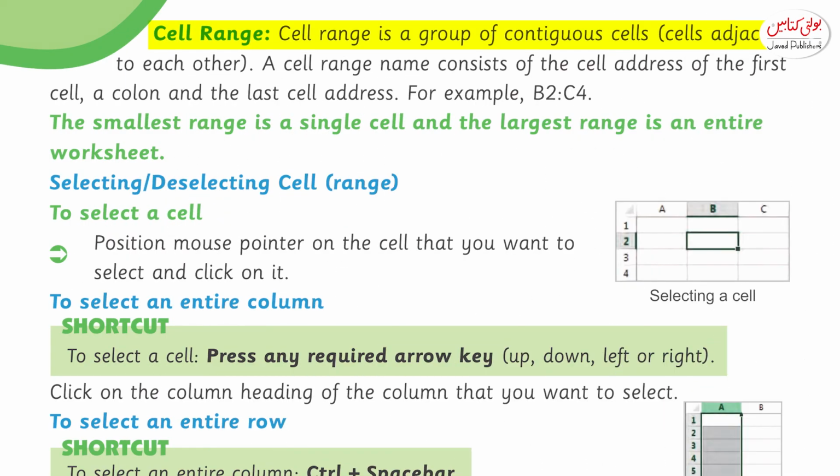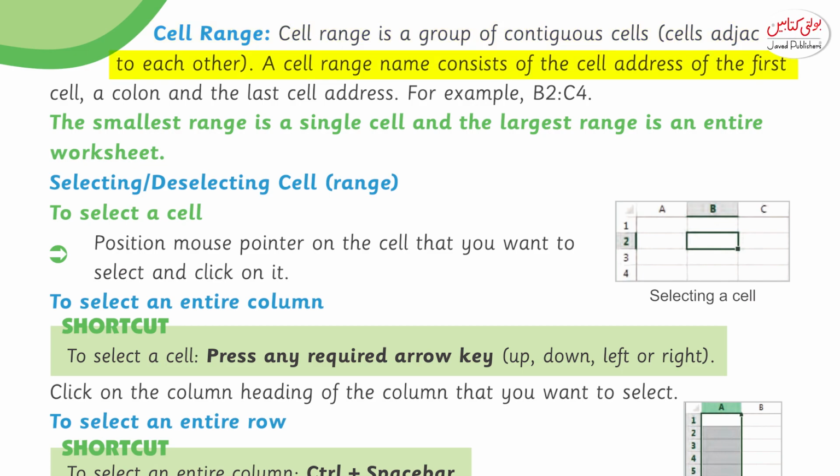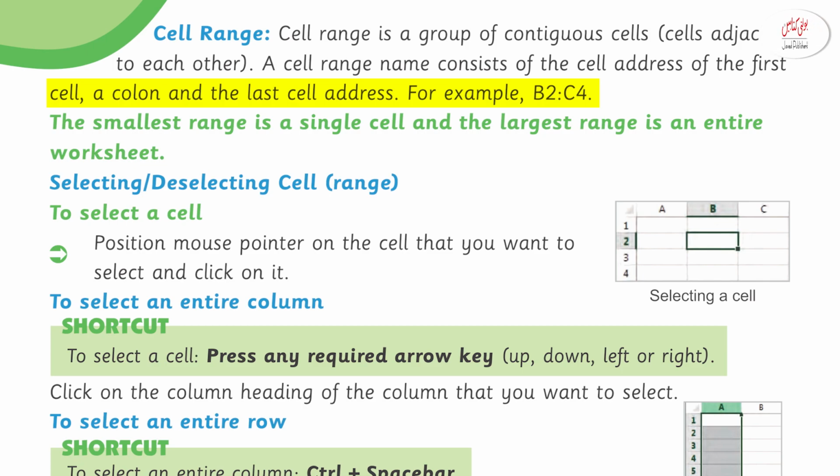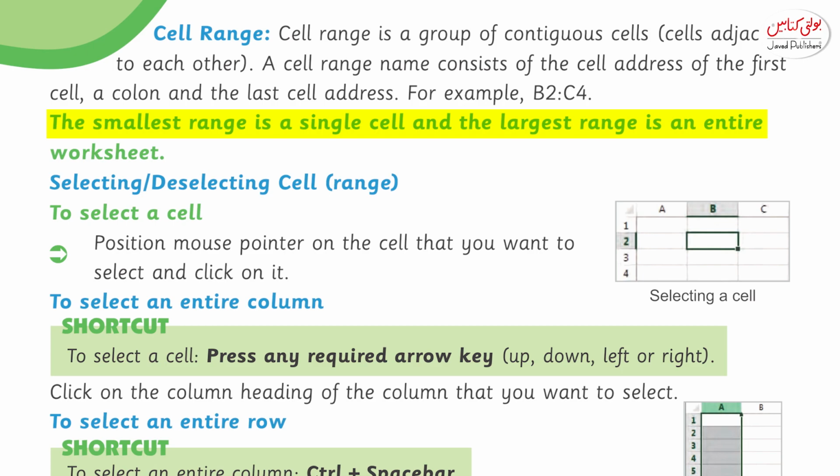1,048,576. Cell range. Cell range is a group of contiguous cells. Cells adjacent to each other. A cell range name consists of the cell address of the first cell, a colon and the last cell address. For example, B2:C4. The smallest range is a single cell and the largest range is an entire worksheet. Selecting or deselecting of cell or cell range.